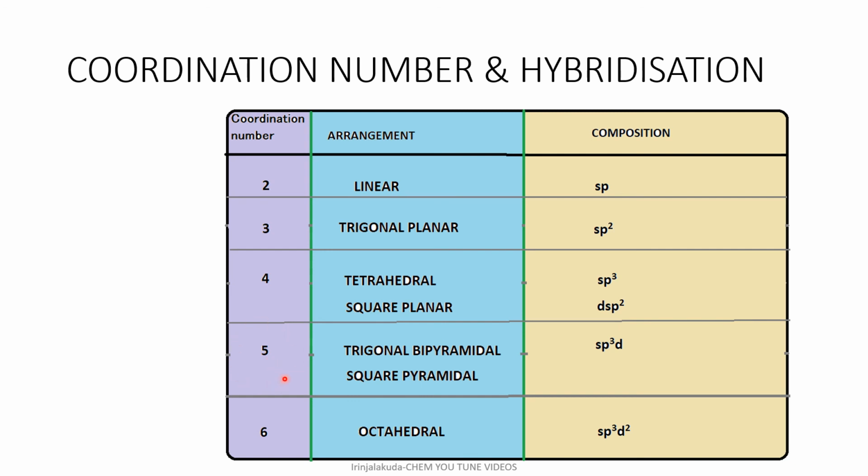For coordination number 5, trigonal bipyramidal and square pyramidal are the geometries. Its hybridization is sp3d. And for octahedral geometry, the coordination number is 6 and its hybridization is sp3d2. So coordination number and hybridization are related. Okay.